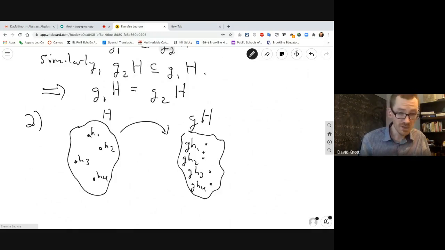Now, in the picture that I've drawn, there are 4 elements to begin with, and then there are 4 elements after we're done. And this picture seems to suggest that the number of elements is the same in both sets, but the picture could be misleading. There could be something going wrong. And maybe someone can tell me what could go wrong about this argument. Why might it be the case that this coset doesn't have the same number of elements as the original set H? What might go wrong? Any ideas?